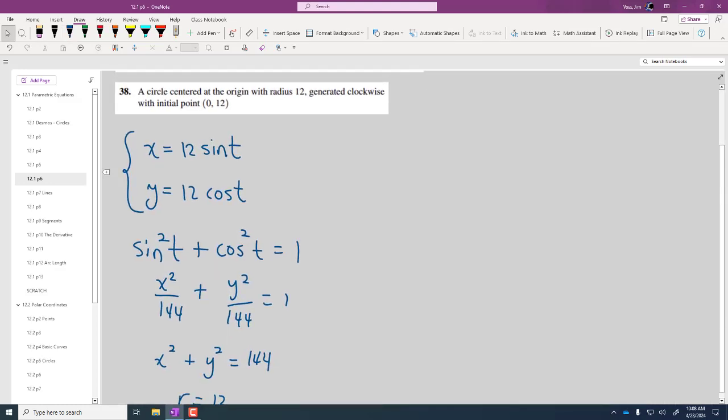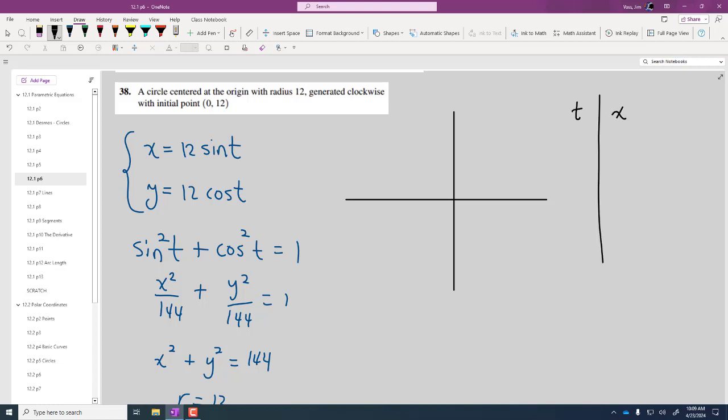Now let's check and make sure that we have the right orientation. So they said we want to have it start at 0, 12. So let's plug in some t values. If we start at 0, plugging in 0, sine of 0 is 0, cosine of 0 is 1. 1 times 12 is 12. So we're at 0, 12. All right, we're right where we want to be, 0, 12. That's t equals 0. Okay, now it says full circle, and we want to go clockwise. So let's see if we are still footing the bill here.